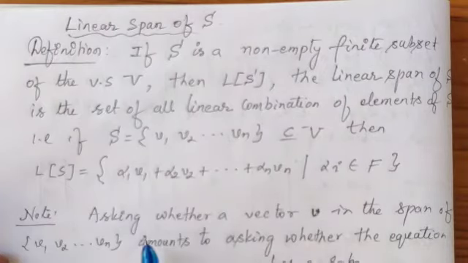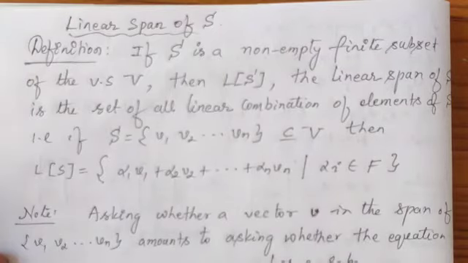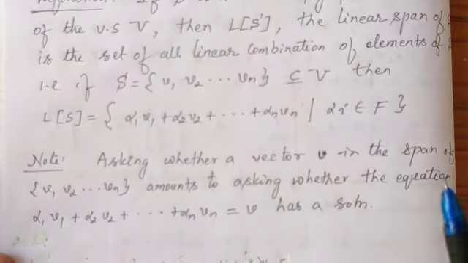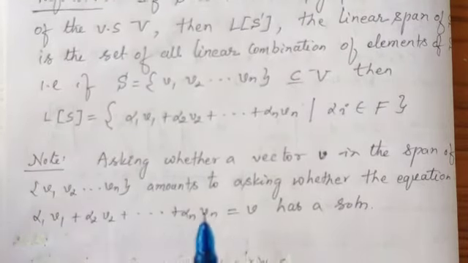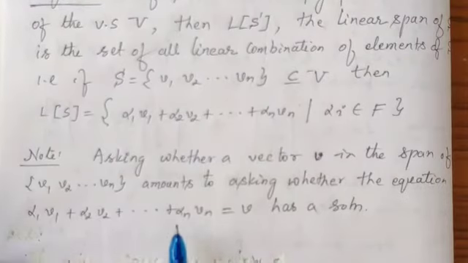So once again I have given a note here. Asking whether a vector V is in the span of this collection amounts to asking whether the equation V equal to this linear combination has a solution. If it has a solution, yes, V is in the span of V1, V2 etc. Vn. If it has no solution, V is not in the linear span.